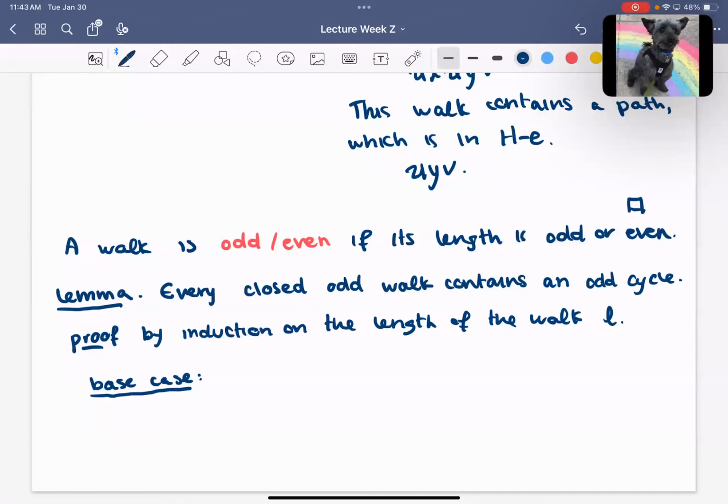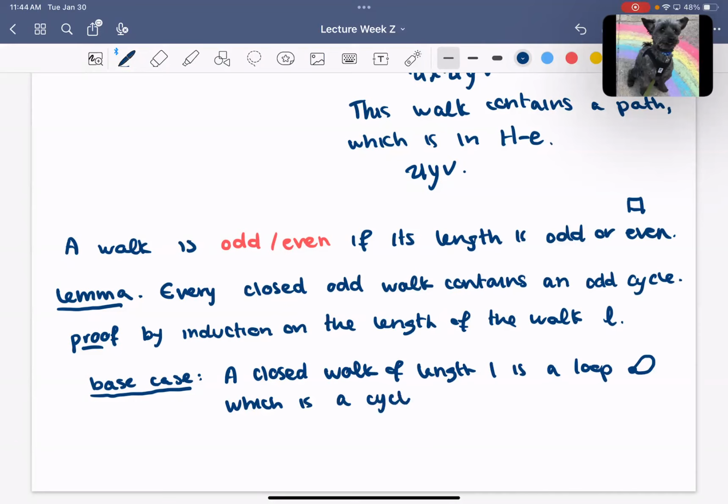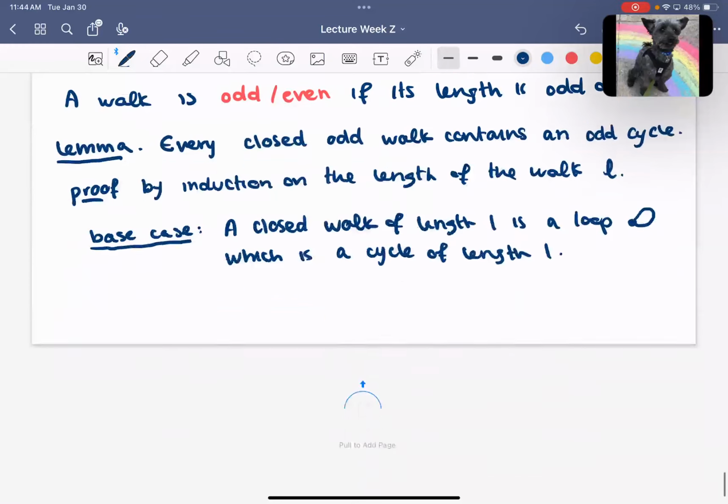Like the loop. Yeah, so a closed walk of length 1 is a loop, which just looks like that. And that is a cycle of length 1. Okay, so now we'll do the induction step.